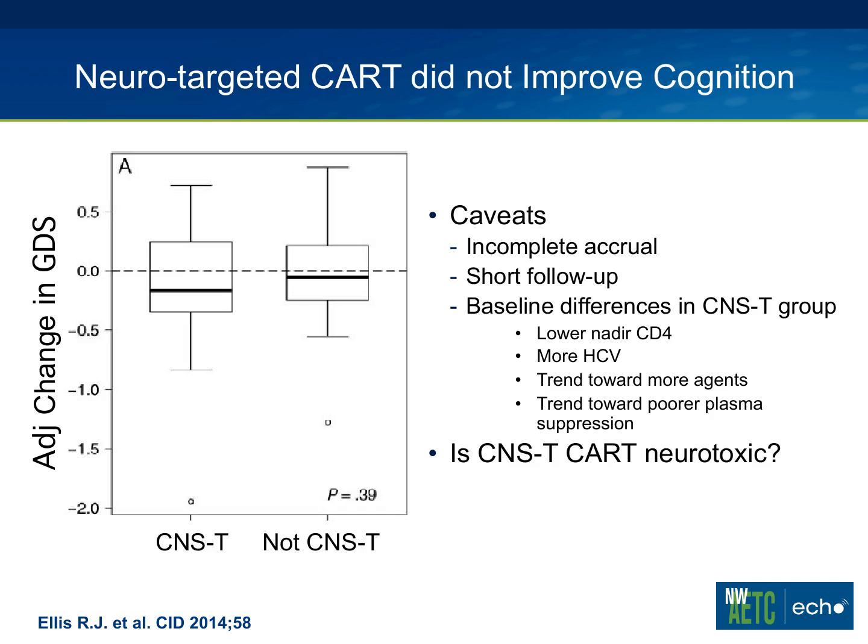But there were also baseline differences in the CNS-targeted group. They had a lower nadir CD4. They had more hepatitis C. They had a trend toward receiving more antiretrovirals and a trend toward poor plasma suppression. And then they raised the question, which I raised earlier, is CNS-targeted CART neurotoxic? Maybe we didn't see what we expected because CNS-targeted CART actually makes you worse.